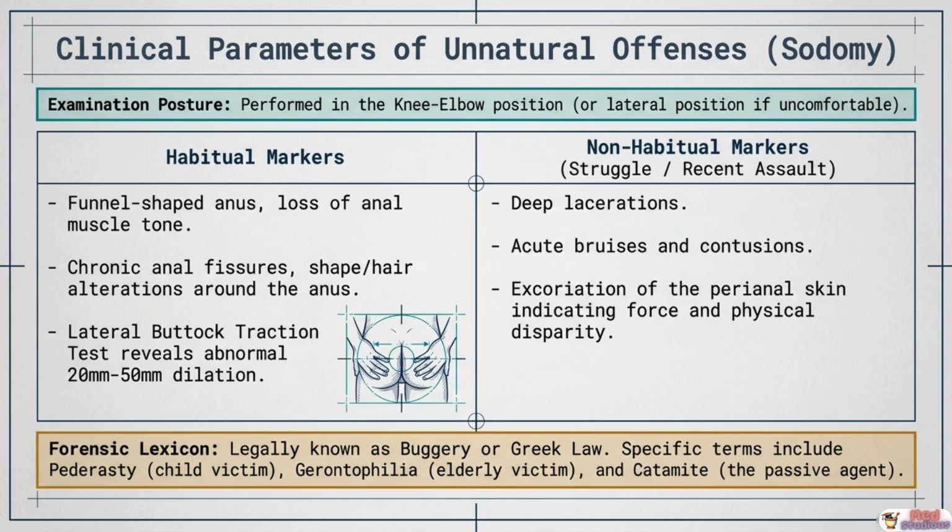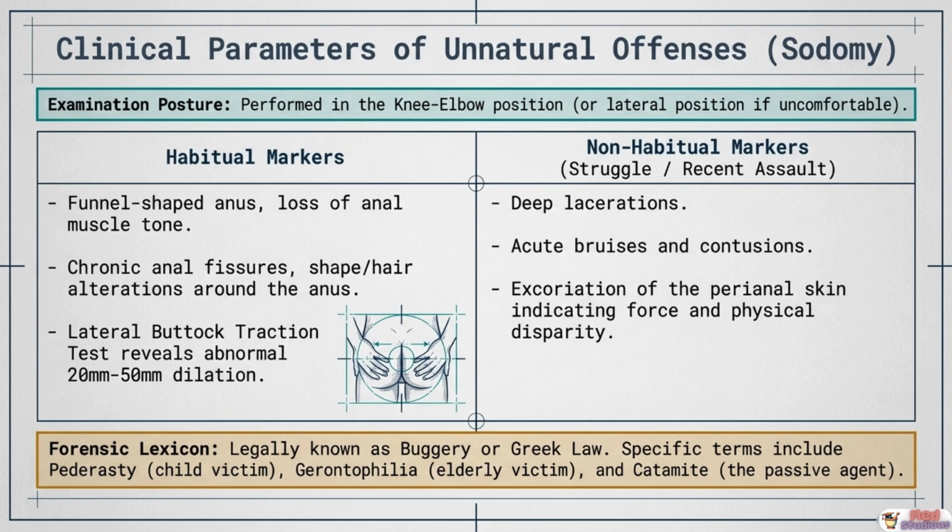The forensic examination for anal penetration, historically termed sodomy, and legally also known as buggery or Greek law, requires a distinctly different anatomical approach and a separate set of clinical findings. The examination is conducted with the patient in the knee-elbow position, with the lateral position used as an alternative for individuals who find the primary position uncomfortable or traumatic. The clinical findings are classified into two categories: habitual markers and non-habitual markers.